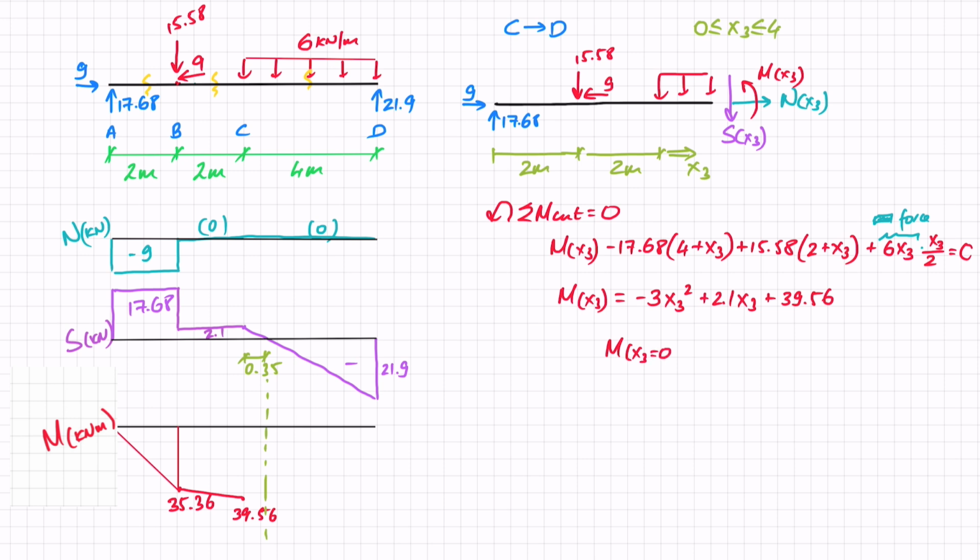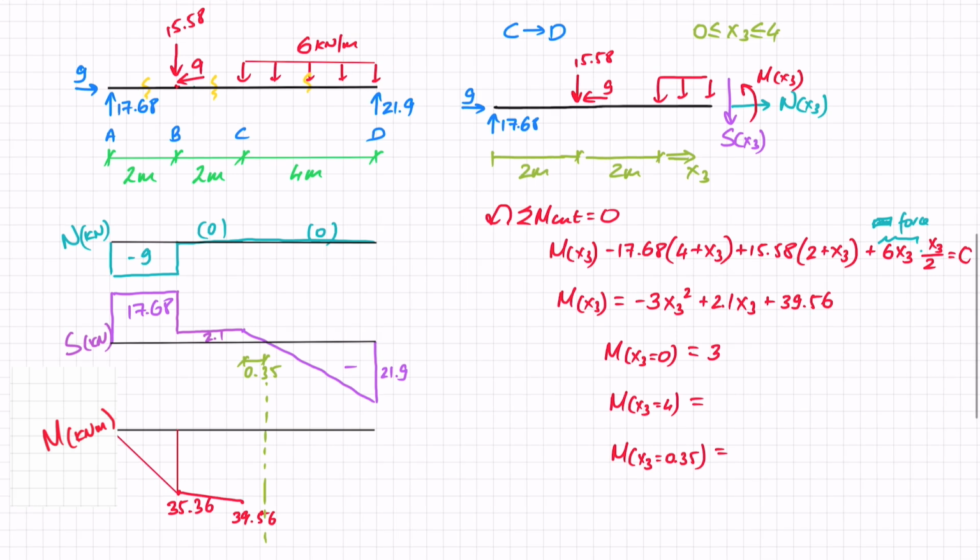Let's look at some critical points here. What happens when x3 equals 0? What happens when x3 equals 4? So the two boundaries of this cut. And what happens at that point that we've just found when x3 equals 0.35, because I know that's going to be the max or minimum moment. So when x3 equals 0, I can see from this equation that the first two terms are 0, and I end up with 39.56 kilonewton meters. And that is great because that matches where I'm at.